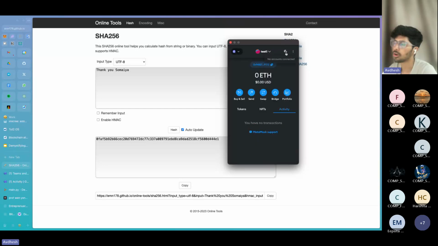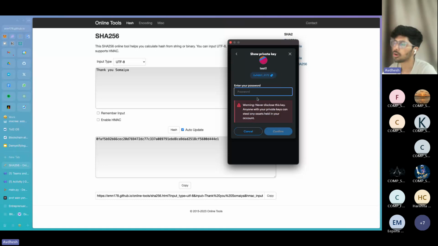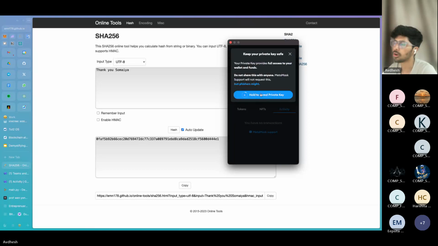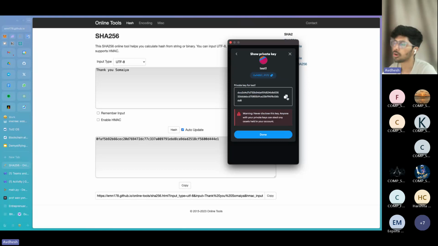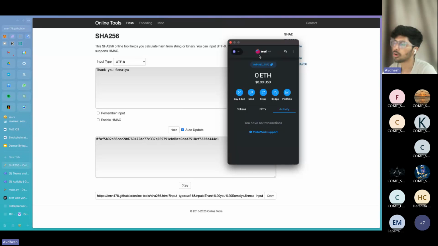Now I'll show you the private key. You should not do this. If you type in this private key on any Ethereum-supported wallet, you can literally see test one. You can have this wallet if you have that private key.